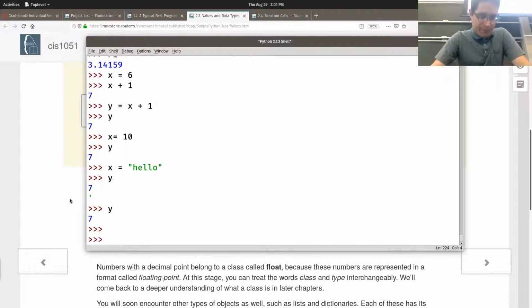Okay, so again, it's important to remember, the equal sign means the value on the right gets stored in the variable on the left.